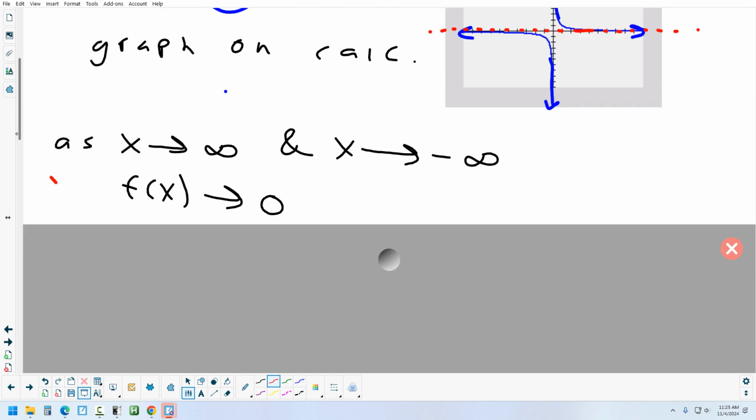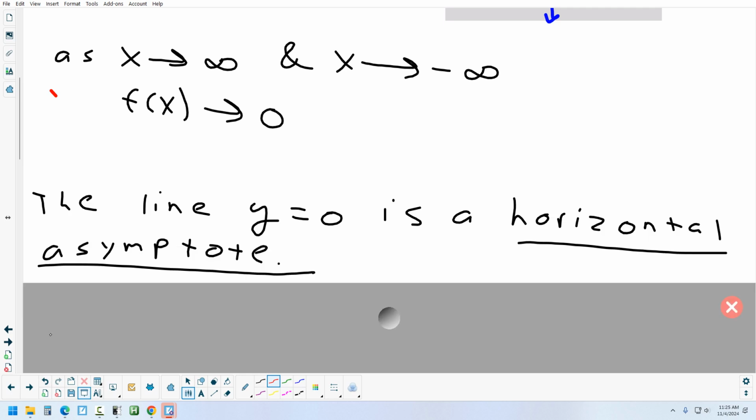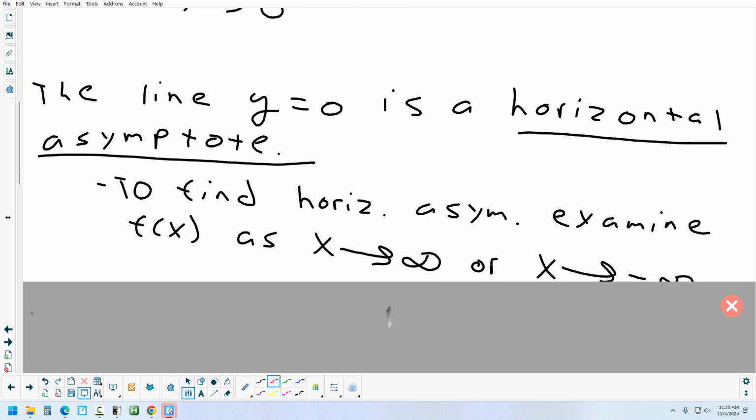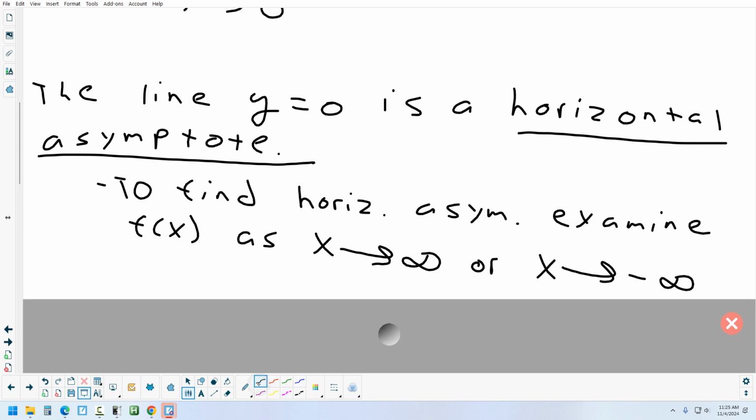Yep. That's an asymptote. So in this problem, if you draw in the y equals 0, which is the equation of the x-axis, that is a horizontal asymptote. So it's that dotted red line. The way that you find a horizontal asymptote, if you're looking at a graph, you zoom out and you look at the left and the right ends, and you ask yourself, does it look like my graph is getting close to something?